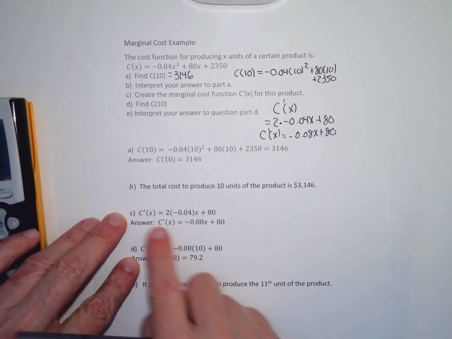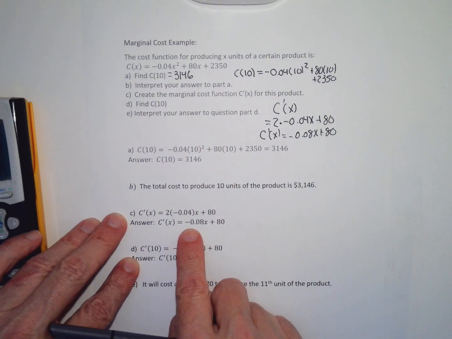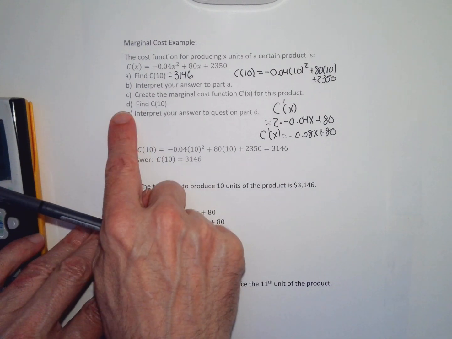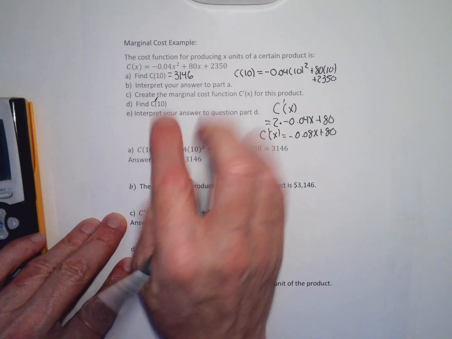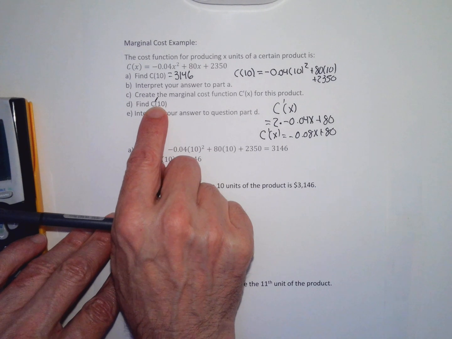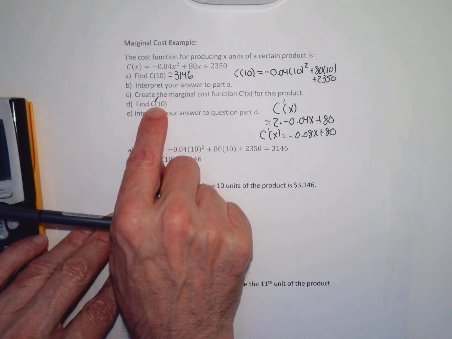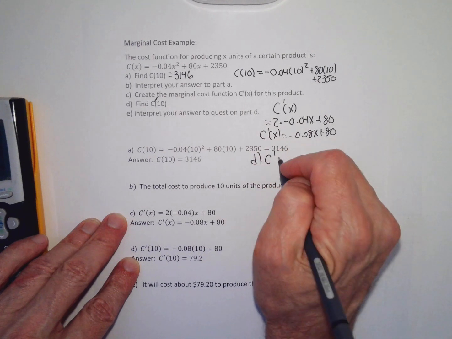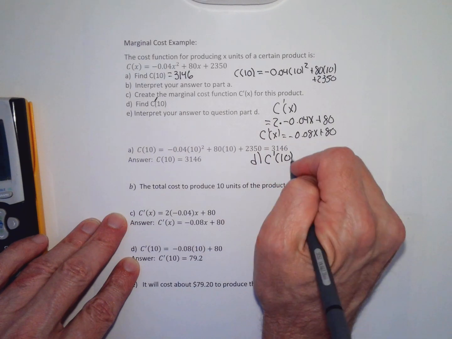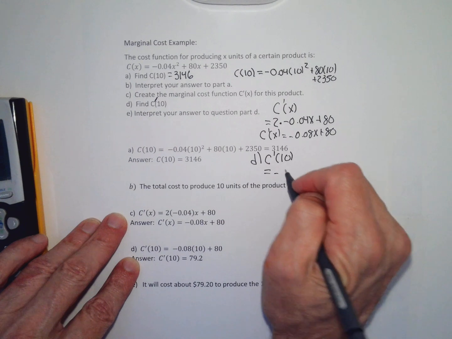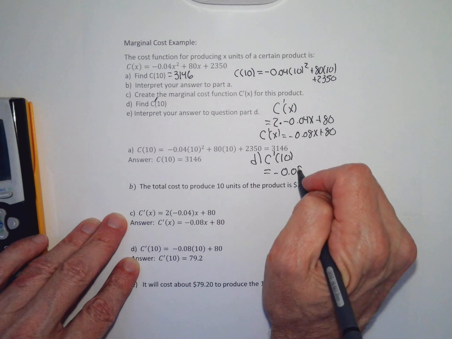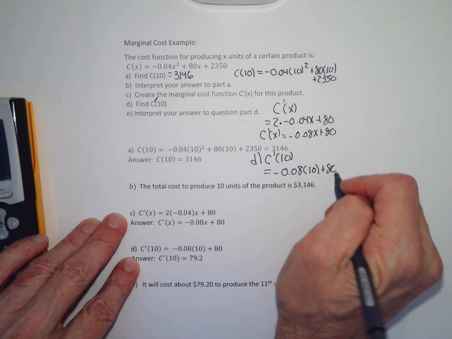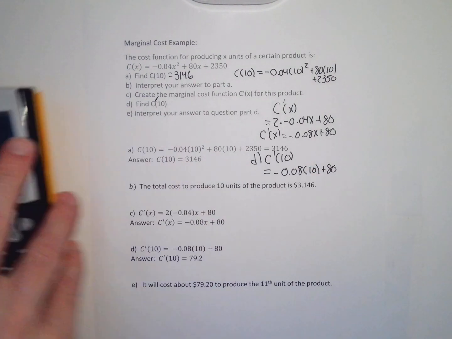The marginal cost function is negative 0.08 times x plus 80. Part D just wants me to plug 10 into the marginal cost function. I don't have the little prime there, but it should be there. So for D, I'm going to find the marginal cost function evaluated at 10 by going negative 0.08 times 10 plus 80. It's going to give me a number that I'm going to need to interpret.